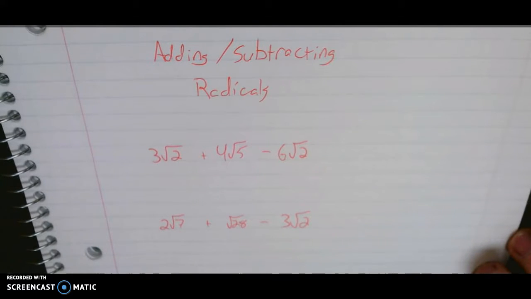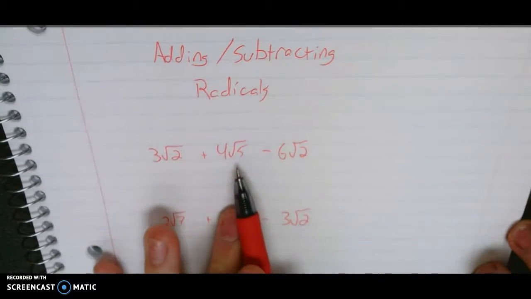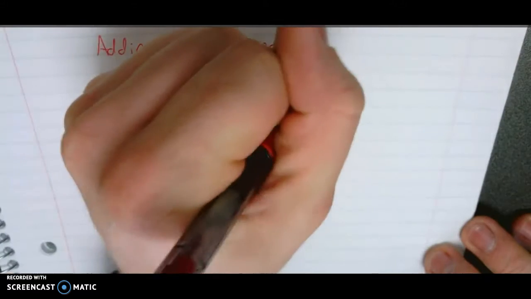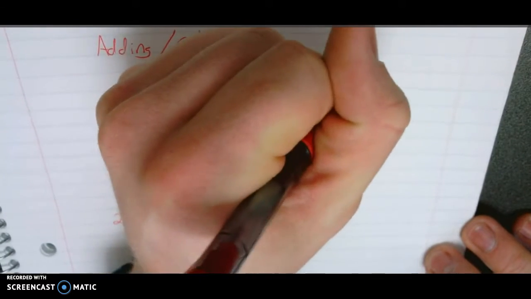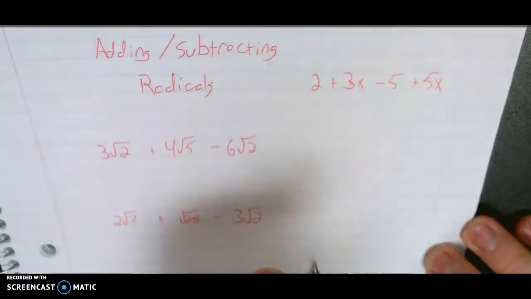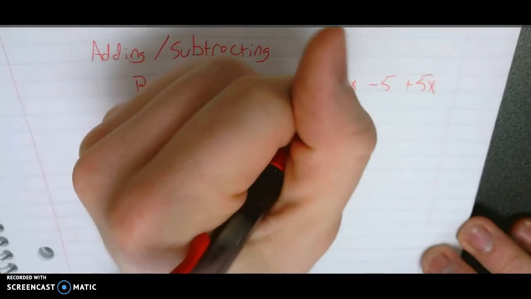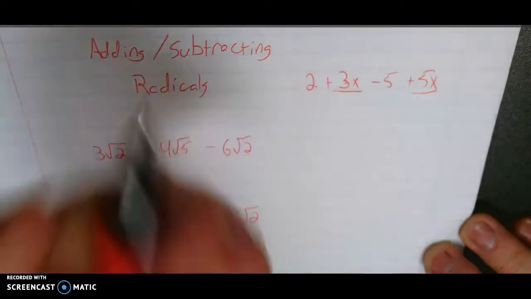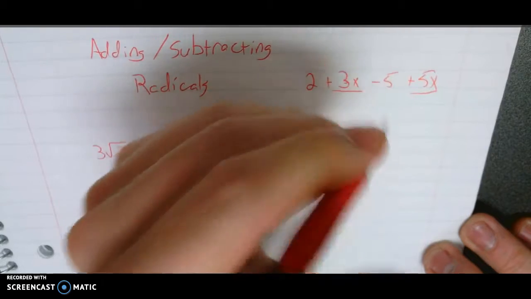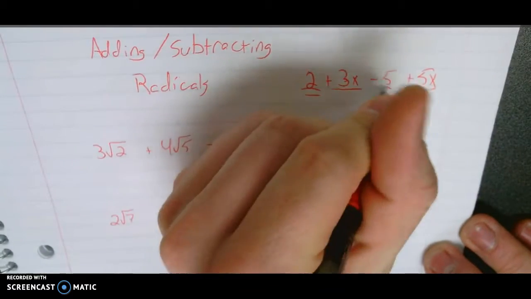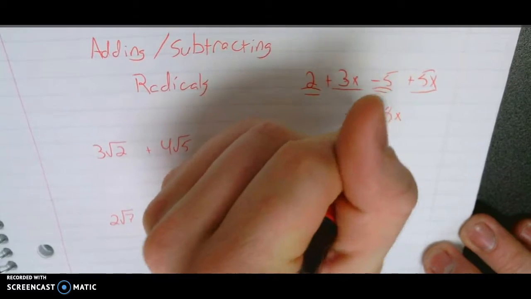In this video, we're going to be discussing how to add and subtract radicals, or expressions that have a square root symbol in them. Just as a quick little refresher, if we had an expression, something along the lines of 2 plus 3x minus 5 plus 5x, if I wanted to simplify that, I'd have to find terms that are combinable, aka like terms here. So if I have a 3x and a 5x, we could call that 8x, and then I've got a 2 and a negative 5, and we could call that a negative 3.